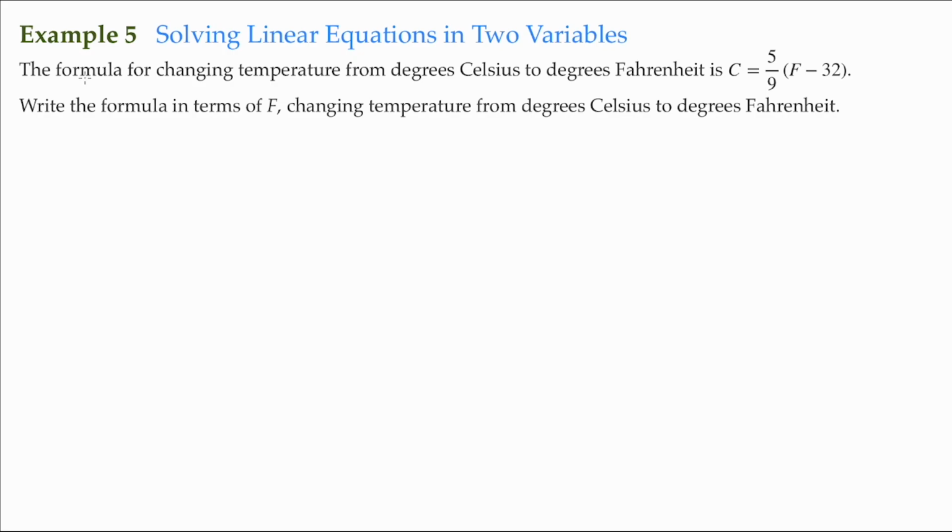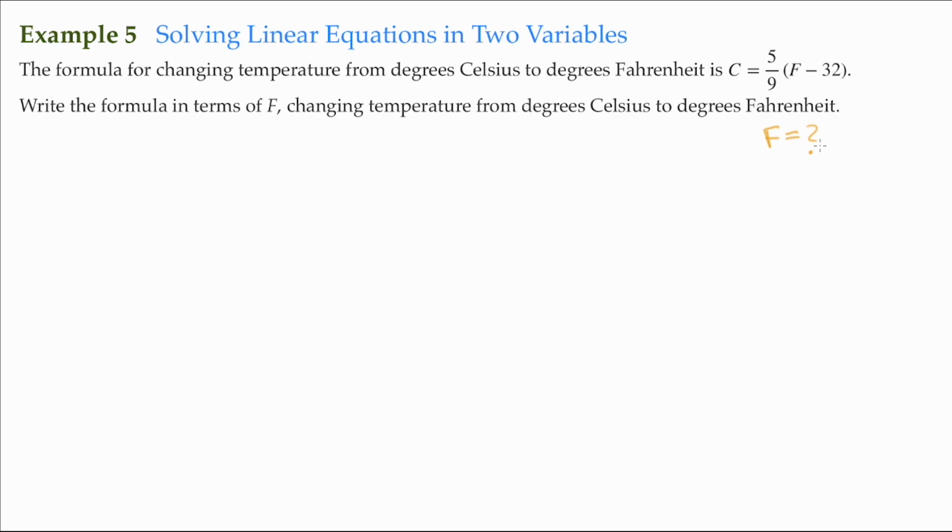So this example says, the formula for changing temperature from degrees Celsius to degrees Fahrenheit is C is equal to 5/9 times F minus 32. And this is a linear equation, but it's in two variables. C represents Celsius, and F represents Fahrenheit. We want to write the formula in terms of F. Right now it's written in terms of C. C is 5/9 F minus 32. We want to write it in terms of F. So F is going to be equal to something.